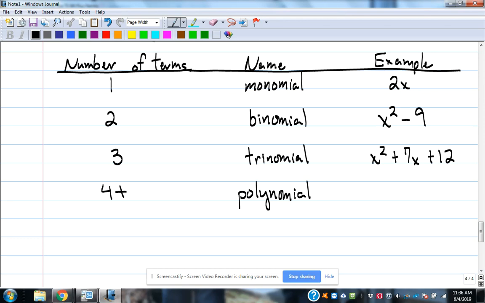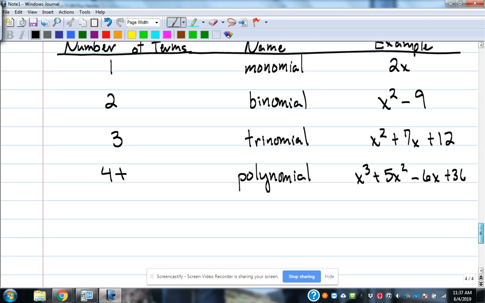So anything that's 4 terms or bigger. I'm just going to give an example of something that's got 4 terms. Anything bigger than that, we're going to call it a polynomial. That's all we're going to do. Okay, so that's the number of terms. And then we're going to simplify and then name it.